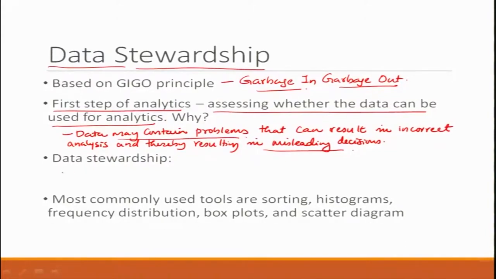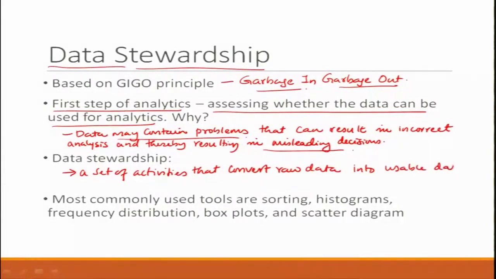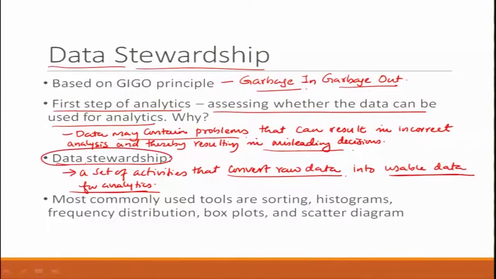Okay. So, data stewardship is a set of activities that convert raw data into usable data for analytics. So, your aim here is to convert the raw data, which could have problems, by eliminating the problems and other things, so that the data is usable for analytics. Once you do that process, it is called data stewardship.